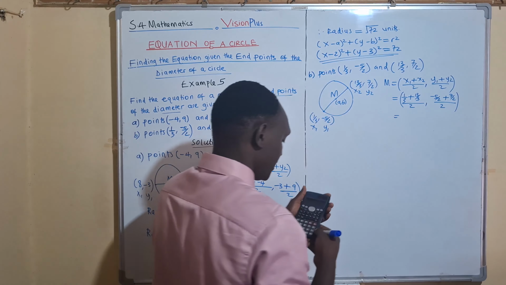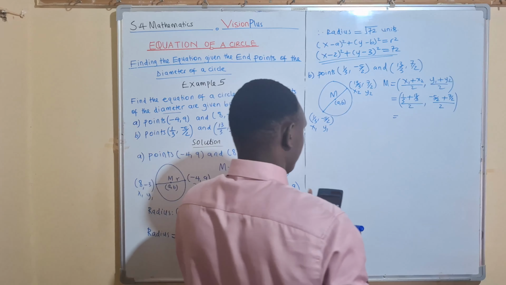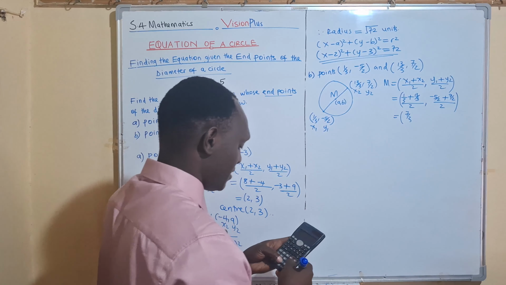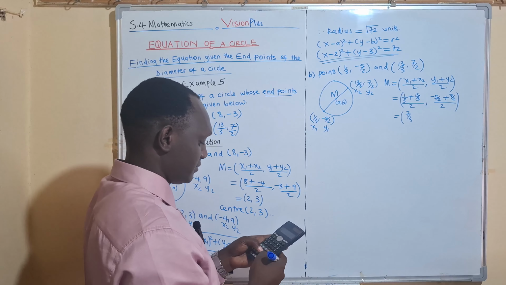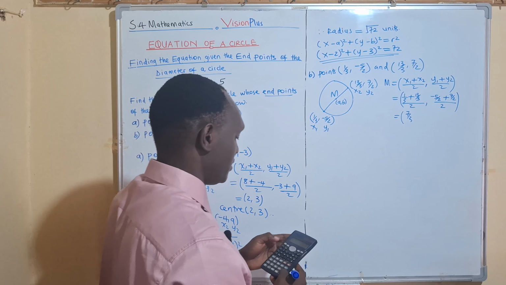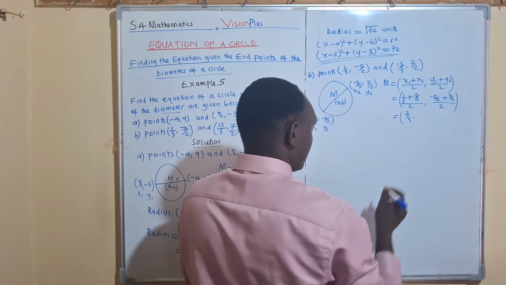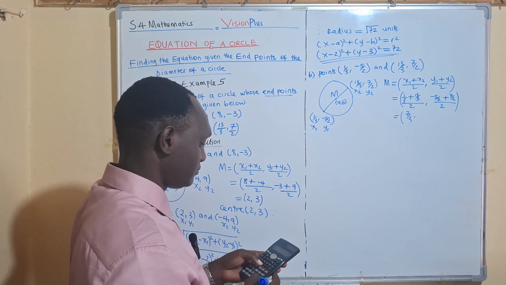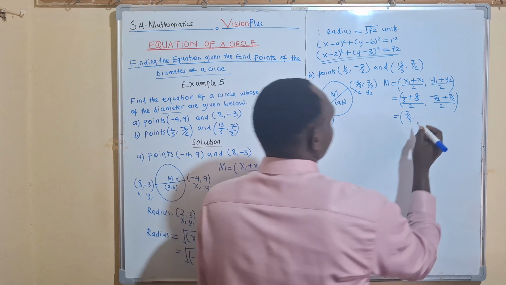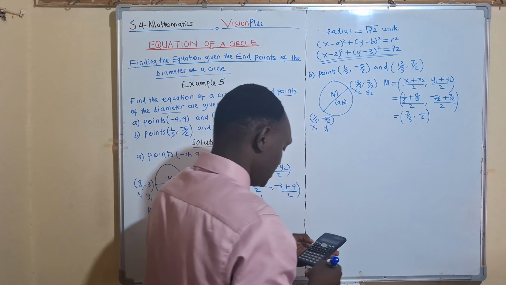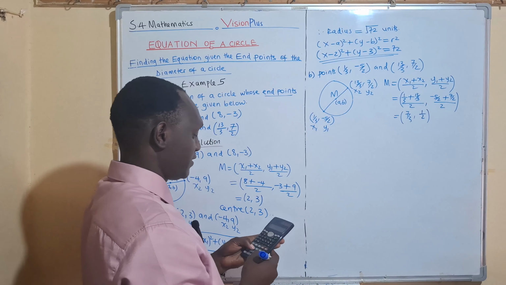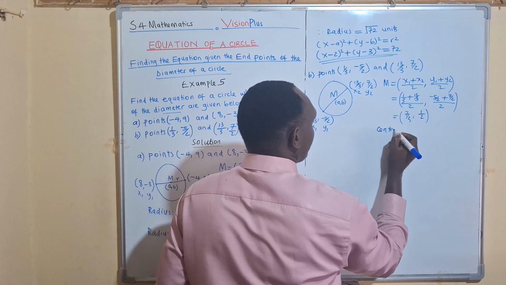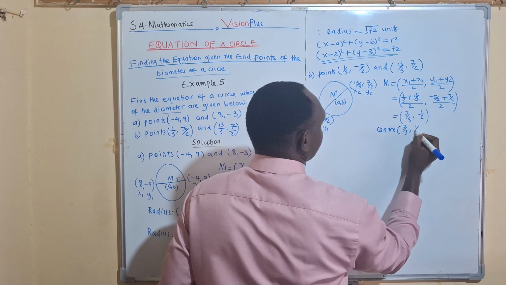But we are dividing them by 2. I'm getting 7/3. Let me press again: 1 divided by 3 plus 13 divided by 3, divided by 2. Yes, 7/3. And for this side, negative 5 divided by 2 plus 7 divided by 2, divided by 2. I'm getting a half, because simply it is 3.5 minus 2.5 divided by 2. So the center is therefore (7/3, 1/2).